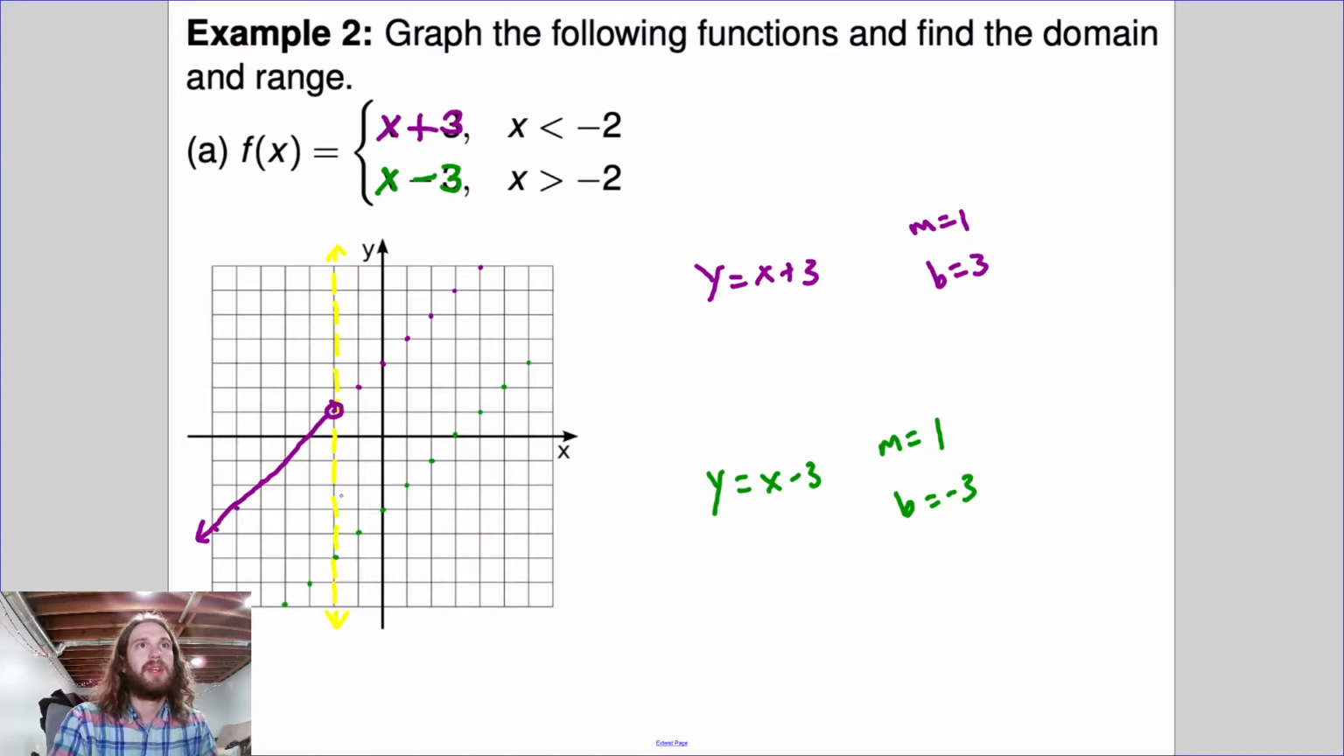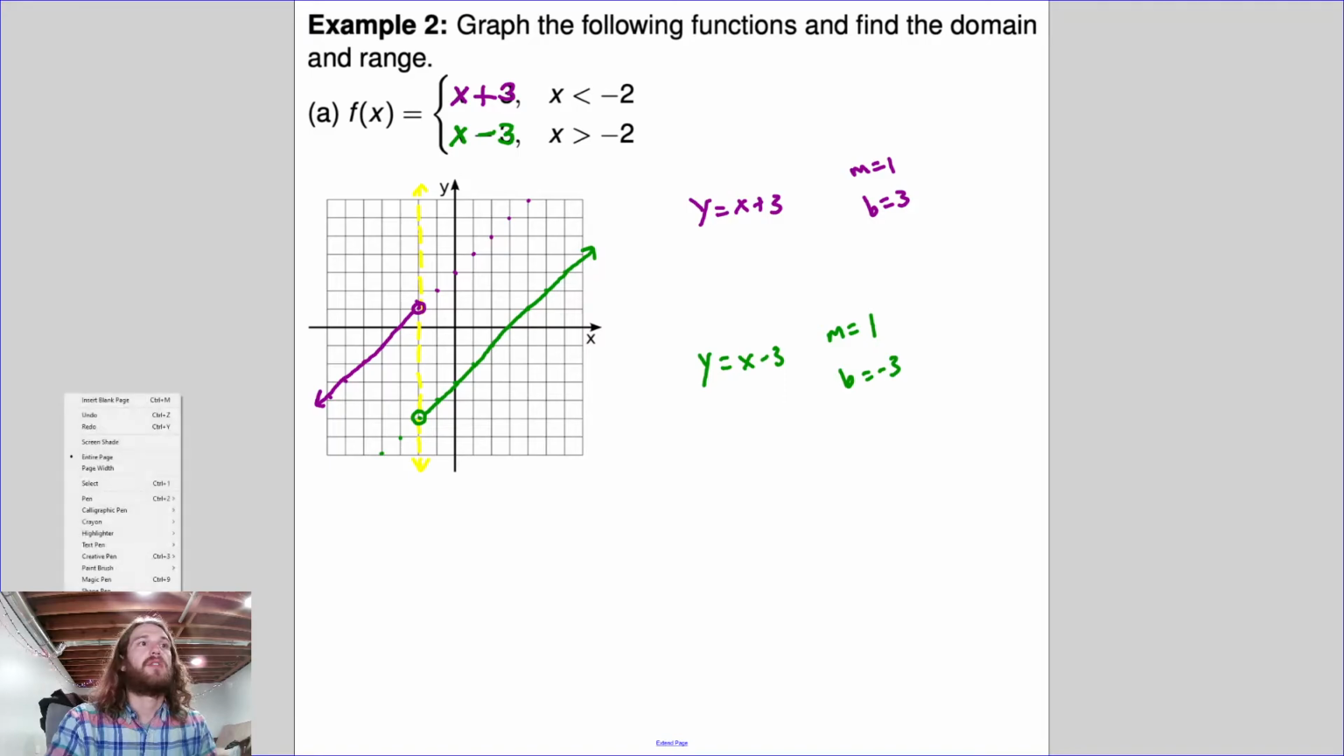Okay, and then coming down here, it is all the values that are greater than negative 2. So we're graphing from negative 2 with an open circle. It's open because there's no equals. Going all the way up this way. Okay, cool. Okay, and then it says let's find the domain and range.